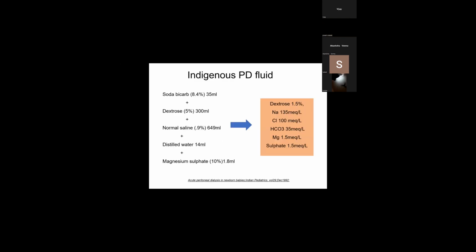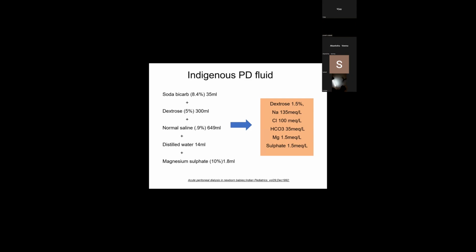Now, coming to endogenous PD fluid. This should always be considered in case of emergency purposes when commercially available PD fluid is not available. This can be prepared as follows. Sodium bicarbonate 35 ml is mixed with dextrose 300 ml, with 649 ml of normal saline, and then 14 ml of distilled water with 1.8 ml of magnesium sulfate.